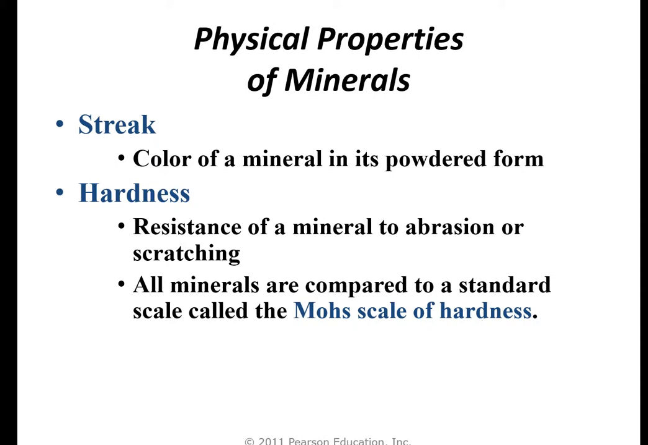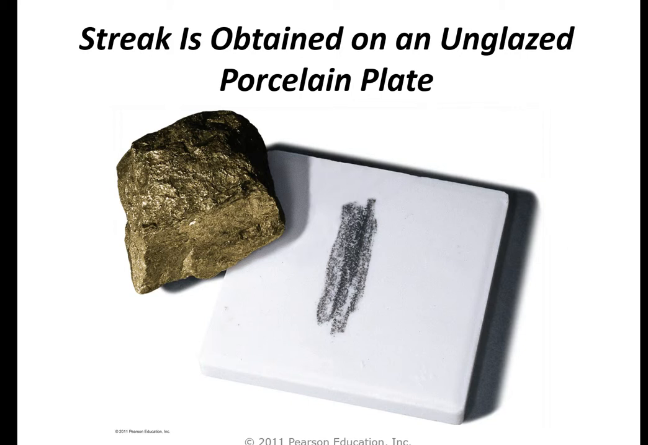The next 2 properties are streak and hardness, and you'll be testing these in the lab also. Streak is the color of a mineral in its powdered form. Usually we can take a piece of a ceramic plate and streak it across it and get a color of it as it's disintegrated on the plate. Hardness is the resistance of a mineral to abrasion or scratching, and we identify the hardness based on a scale called the Mohs scale of hardness. So here is a mineral being scratched onto a ceramic plate, and the color of that scratch will identify it.